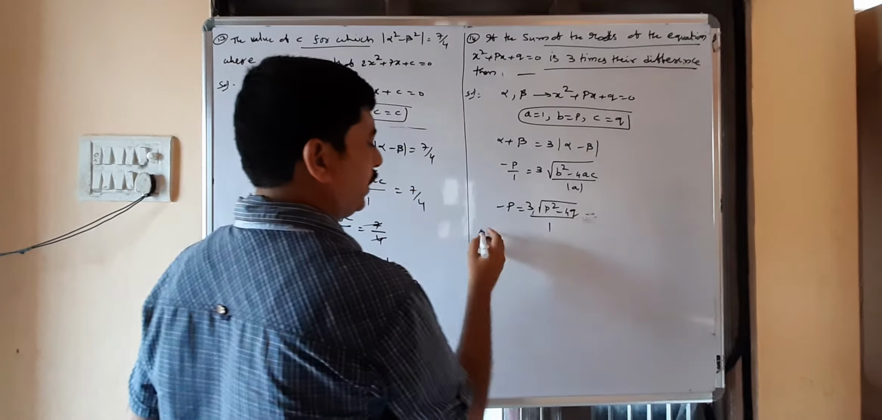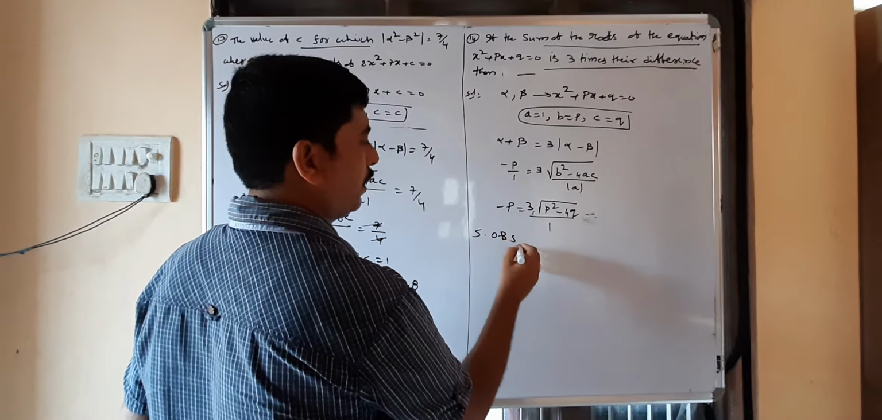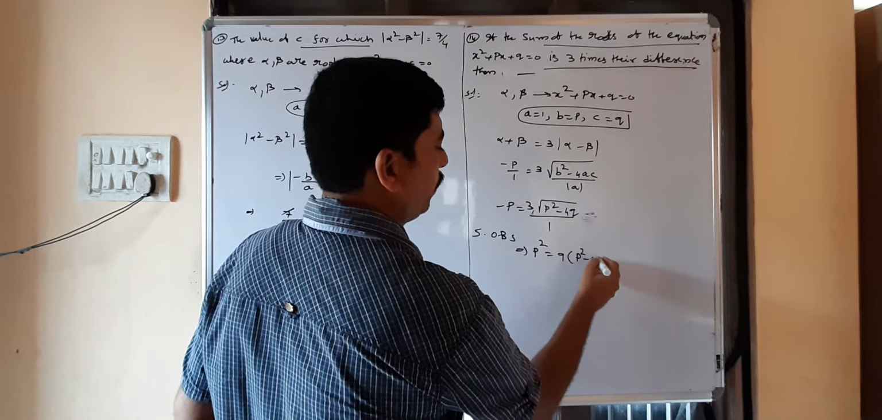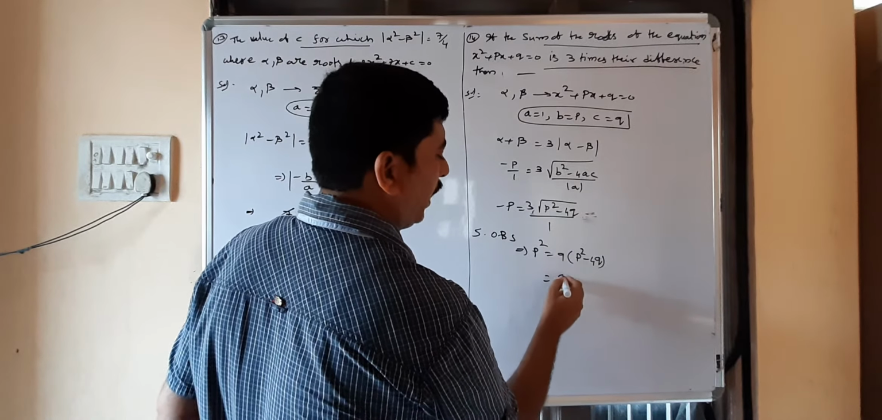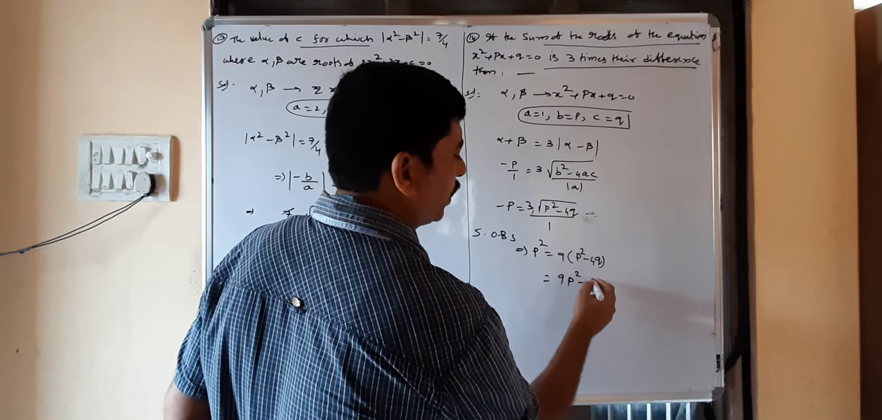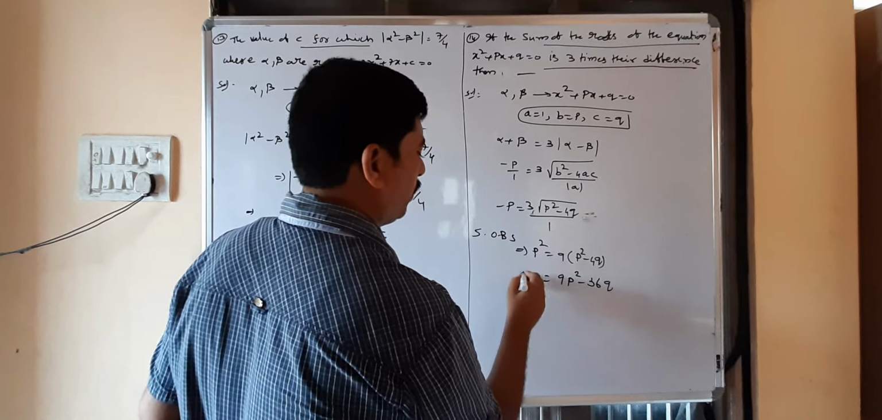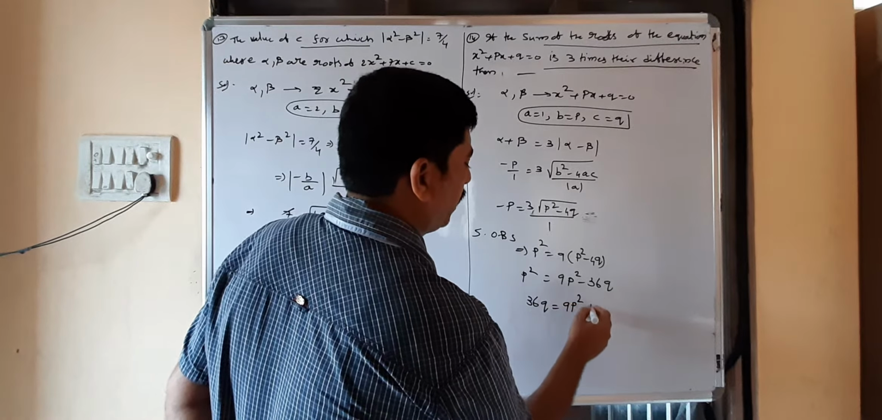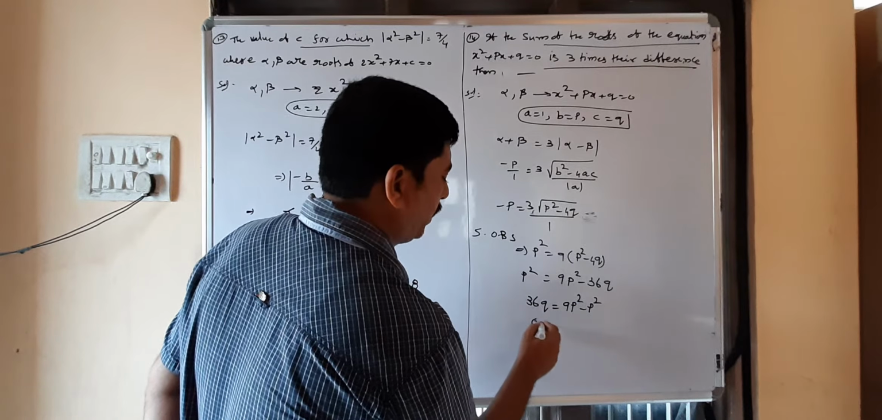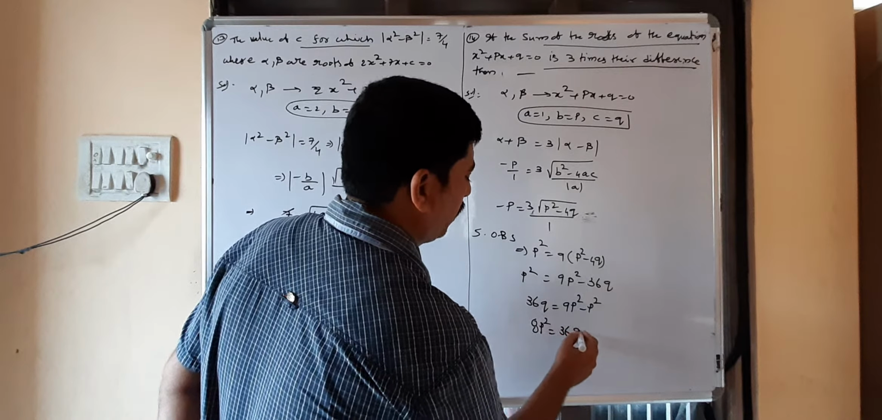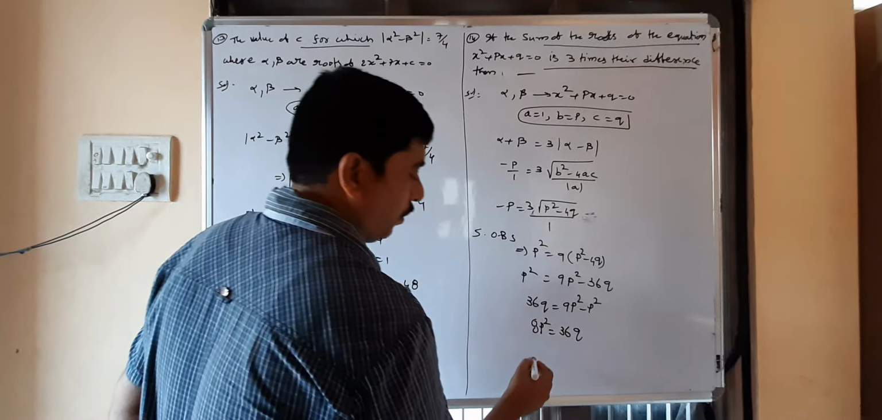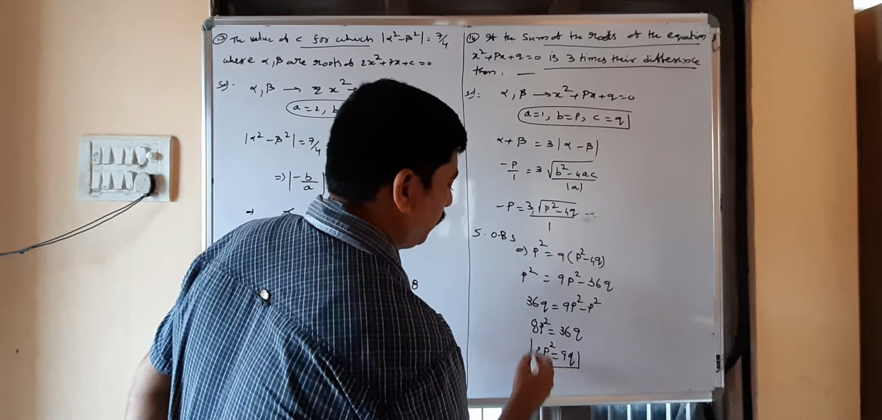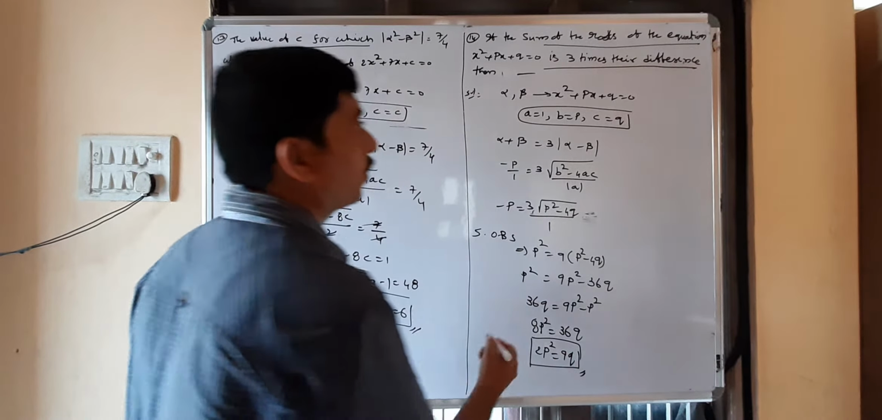Squaring on both sides: p square equal to 9 times of p square minus 4q. You can multiply and say 9p square minus 9 times 4, that is 36q. 36q equal to 9p square minus p square. So 8p square equal to 36q, that is 2p square equal to 9q.